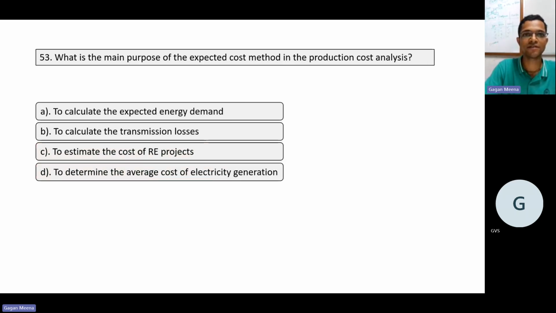What is the main purpose of expected cost method in production cost analysis? To calculate the expected energy demand, no, this is done by forecast. To calculate transmission losses, no. Cost of RE projects, no. Yes, the answer is to determine the average cost of electricity generation. Because we want to minimize the cost of generation, and we plan everything based upon that. 10, 20, 30 years ahead, we plan in such a way that the cost of electricity generation will be minimum, and what resources are required to achieve that minimum cost.